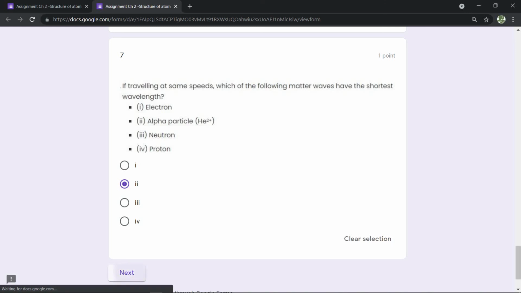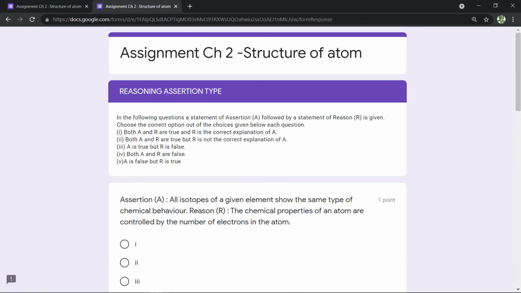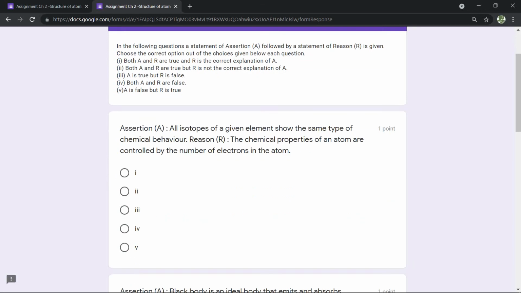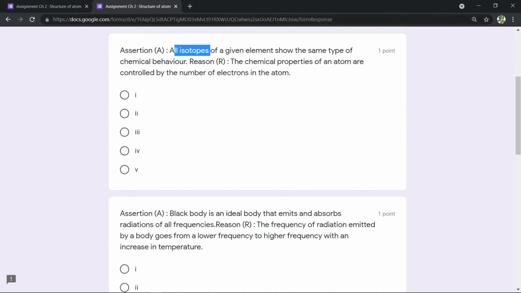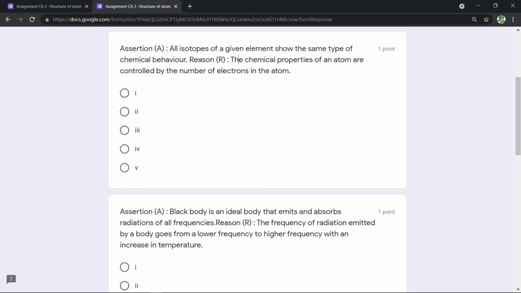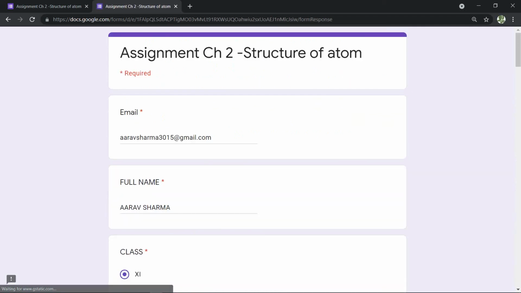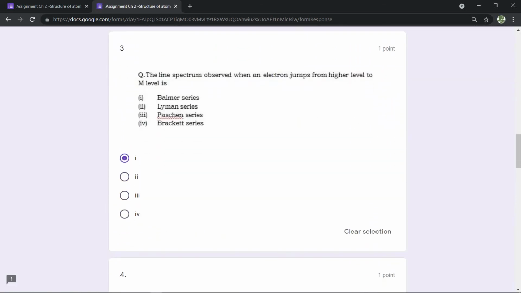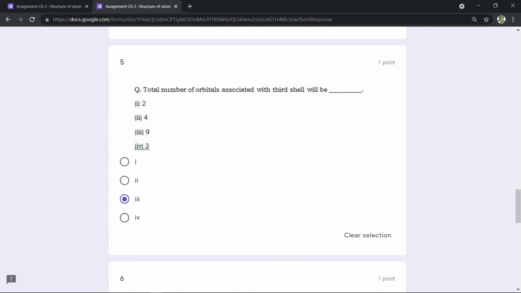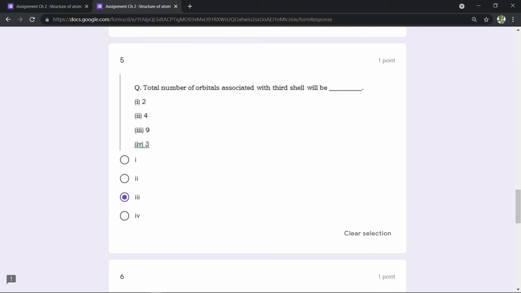Next one, that's all. Okay, next, press. Assertion-reasoning questions. Now tell me, first one, anyone read out the question? Assertion: all isotopes of a given element show the same type of chemical behavior. True or false? True. Isotopes have the same chemical properties but different physical properties. What about the reason: the chemical properties of an atom are controlled by the number of electrons in the atom.